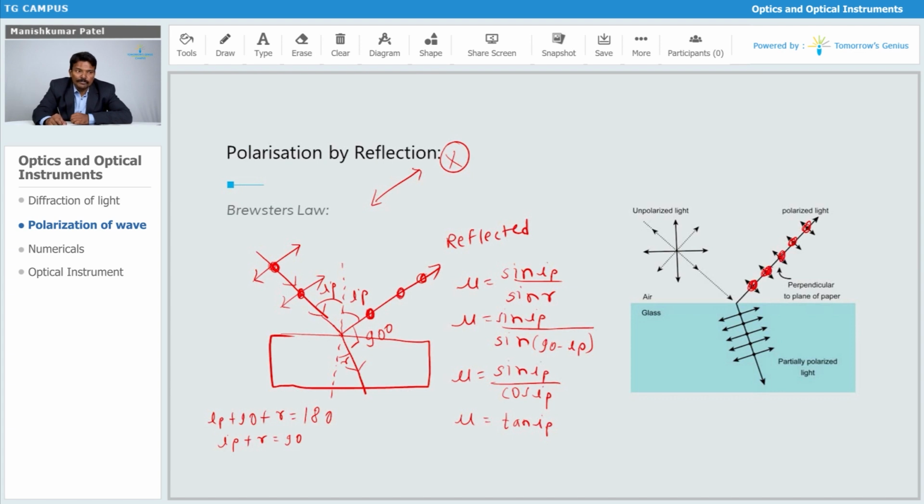Even though I have shown that, just to make sure, after reflection it is not possible for that component, and that is how we show it. So the reflected light is completely plane polarized. You can explain this with the help of this diagram also.